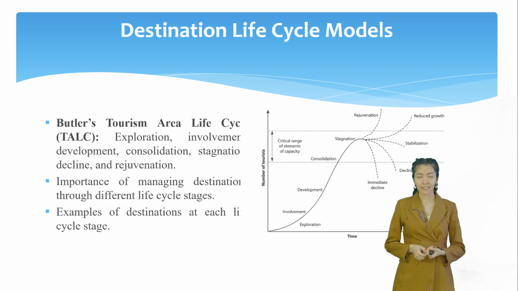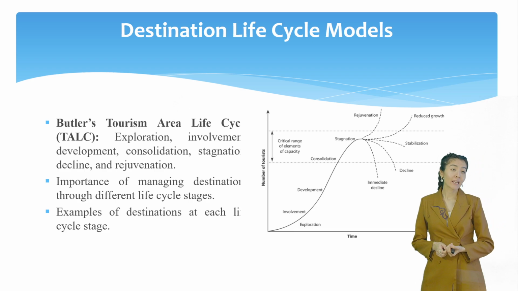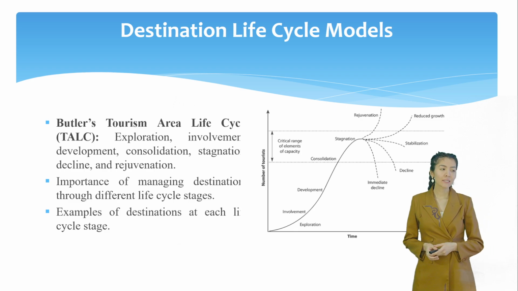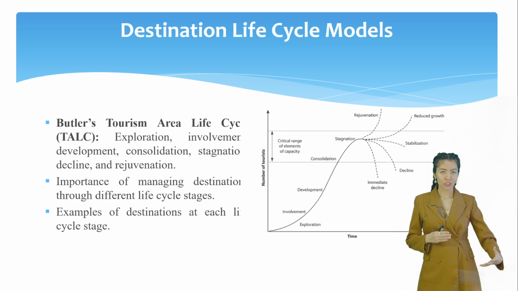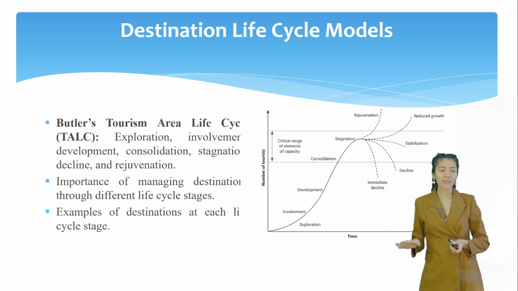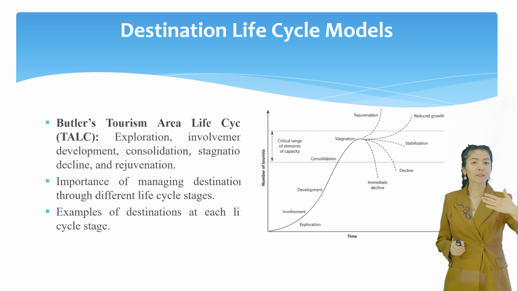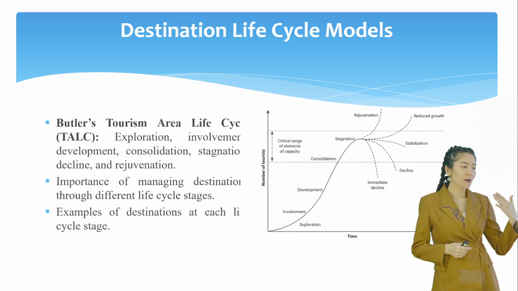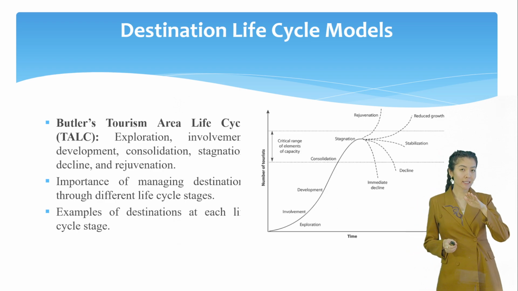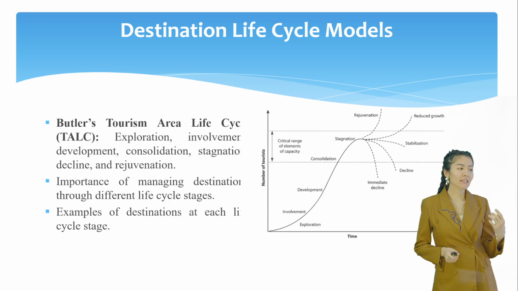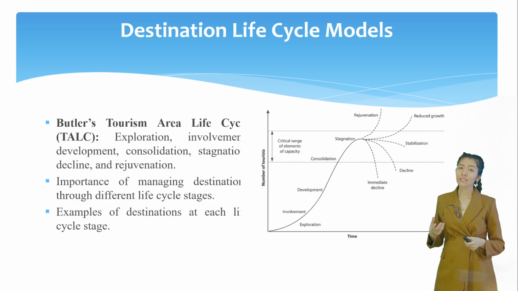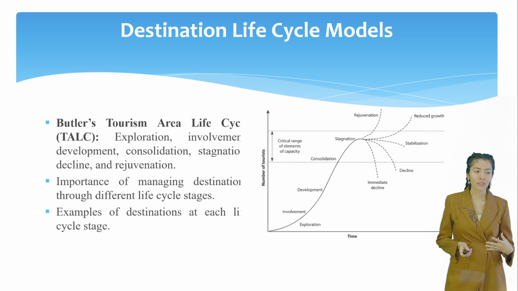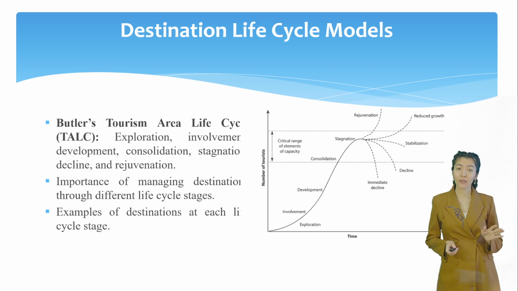Destination life cycle model. What is it? We can say Butler's tourism area life cycle. In this slide, you can see that destination development or evolution can begin with involvement and exploration, and the second level is development. After that, consolidation, and after that it can be divided into several levels. It can go down or up. It depends on your planning, your destination infrastructure planning. That's why it's very important. Managing destinations through different life cycle stages is very important, and you can understand this concept properly in this situation.